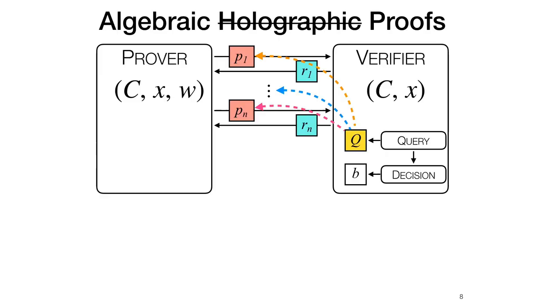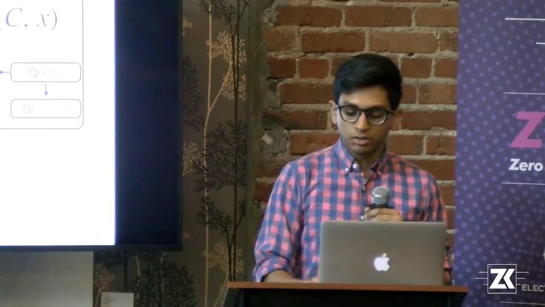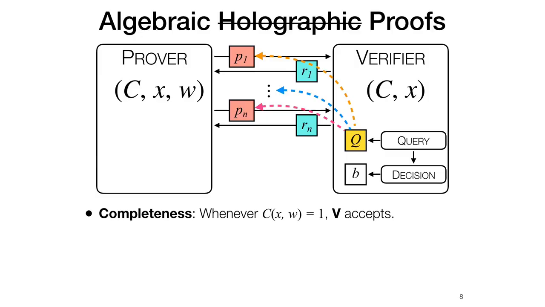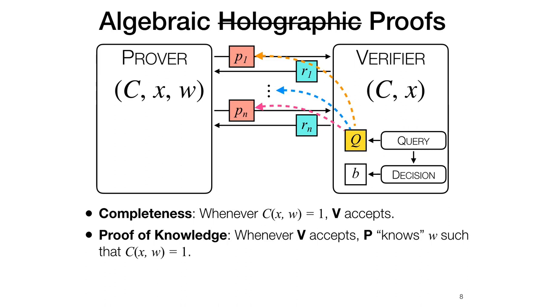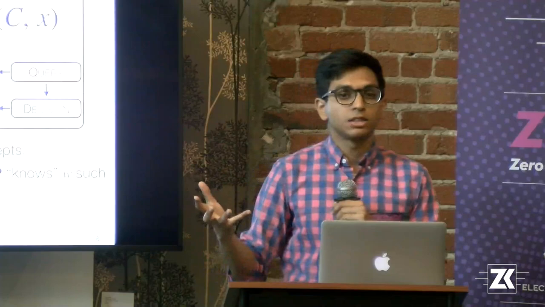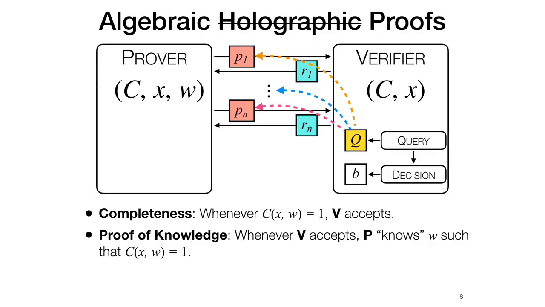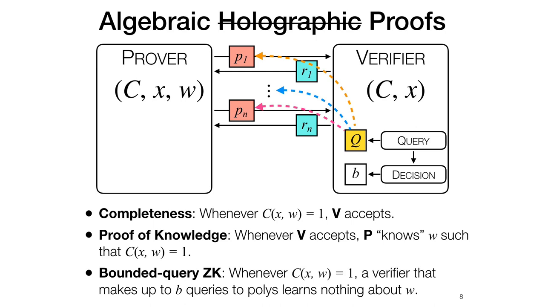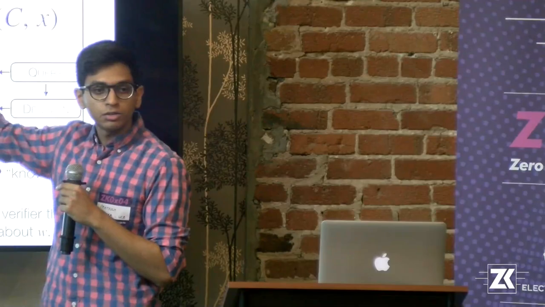Okay. So the properties of this are pretty standard properties of interactive proofs. You have completeness. So whenever the prover has a satisfying witness and it follows the protocol, the verifier should accept. You have proof of knowledge, which I'll briefly mention, which says that whenever the verifier accepts, the prover actually knows a corresponding witness, that there's some witness living inside the prover's head. And finally, you have a slightly wonky notion of zero knowledge, but all this says is that as long as the verifier doesn't make too many queries to the polynomials, then it learns nothing about the witness.